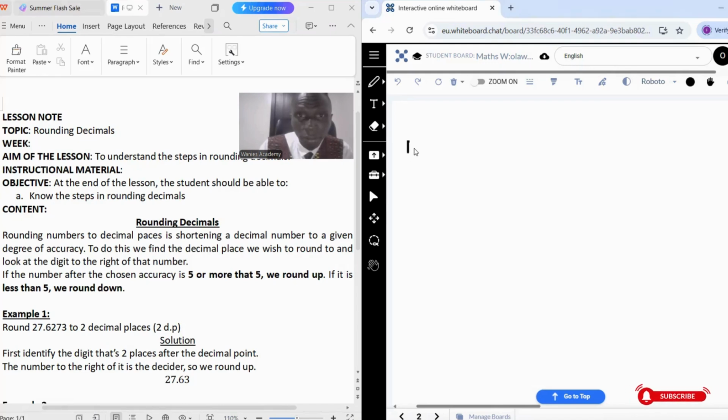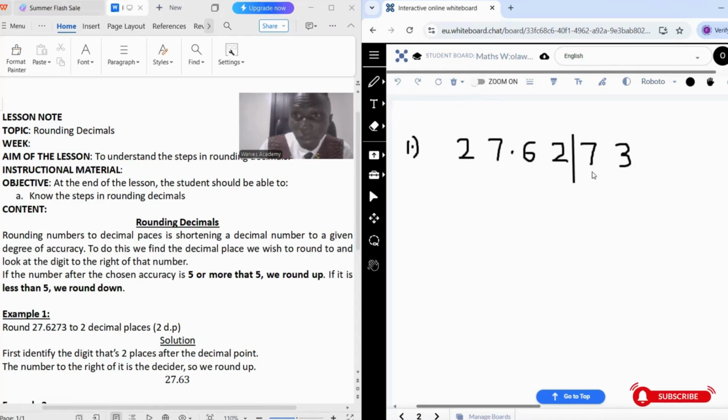Example 1. We're asked to round 27.6273 to 2 decimal places. And how are we going to do this? First, identify the digits that are 2 places after the decimal point. Now look at the decimal point. You have 6 and 2. These are the 2 digits that are after the decimal point. So after that, we're going to put a bar just in front of 2. Then the number to the right of it is the decider.